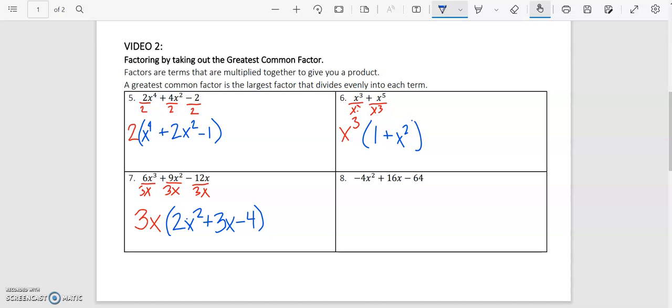All right, and then our last one, 8. We've got negative 4, 16, and negative 64. A number that can go into 4, 16, and 64 is going to be 4. Now, a helpful tip that I have, since that first term is a negative 4, let's take out our GCF to be a negative 4. It will make things easier in the long run. Then we see we have an x squared, an x, and then no x, which means we do not have an x value that can be our greatest common factor. So we are just going to divide each of these terms by negative 4.